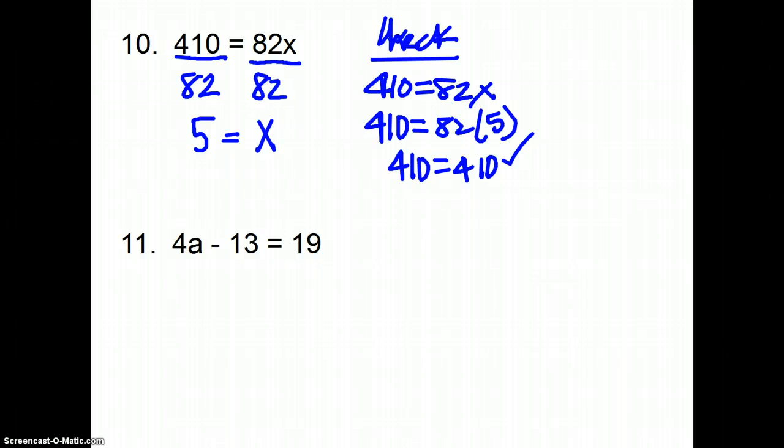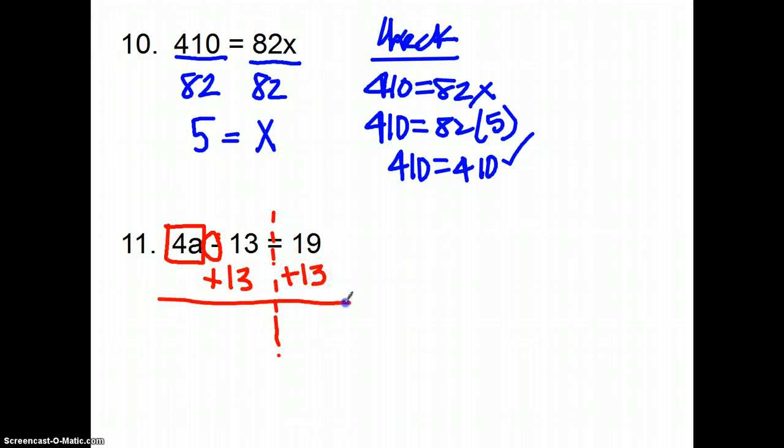Next one, 4a minus 13 equals 19. Now this is a two-step equation. I know it's a two-step equation because there is a number in front of the variable and then also something else. So I need to get 4a by itself before I can get a by itself. So I'm going to put a box around 4a, and I'm not going to worry about it. Then I'm going to look at my sign and draw my line. And since I was subtracting, I'm going to add 13 to both sides. So that goes away, and I'm left with 4a equals 32.